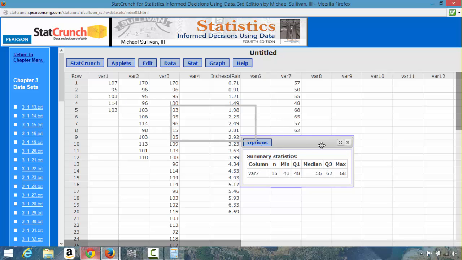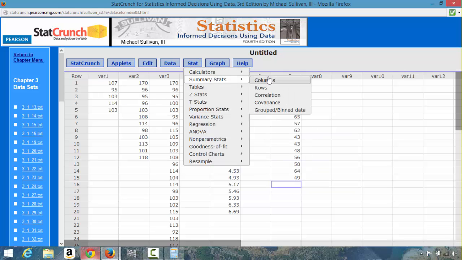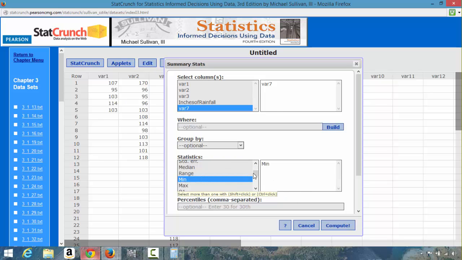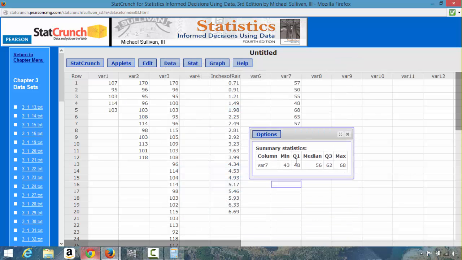You know what? Let me not put sample size. Yeah, because this is just 5-number summary data. We don't need sample size. Variable 7. Then I need the minimum. I need Q1. I need median. I need Q3. And I need maximum. Okay, that's the 5-number summary of the data.